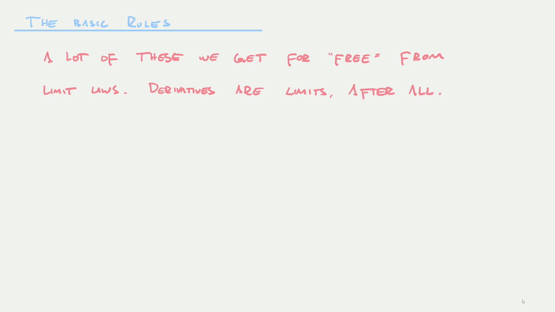the quotient and product rules later, but we're no longer going to be using the limit definition to find some derivatives. And that's what the point of this video is. A lot of these first few rules we're going to get for free, quote unquote, just by limit laws, since a derivative is still a limit. So let's see what they are.